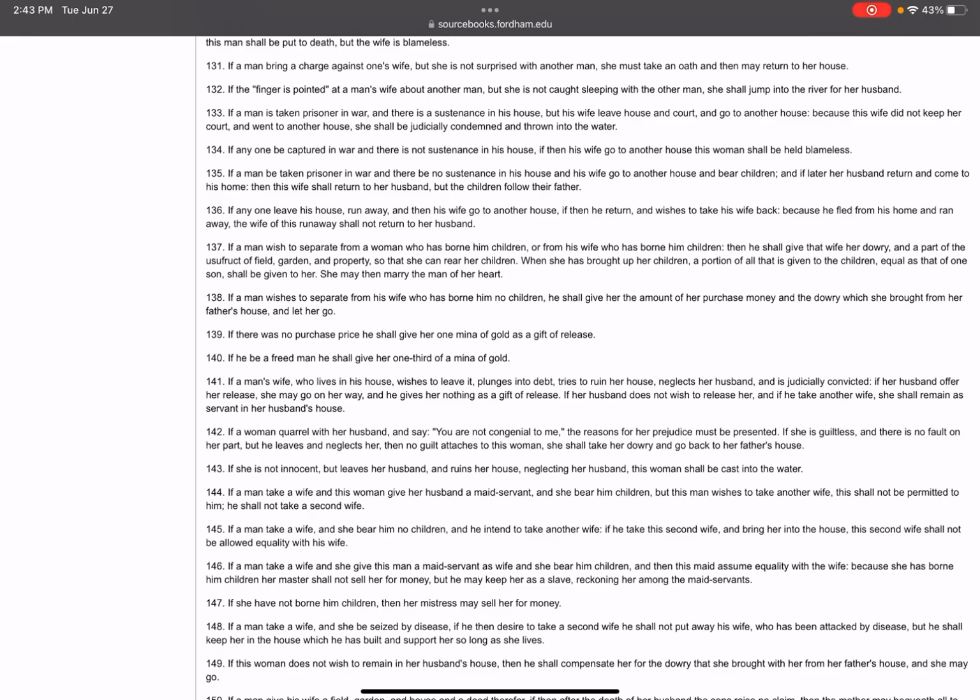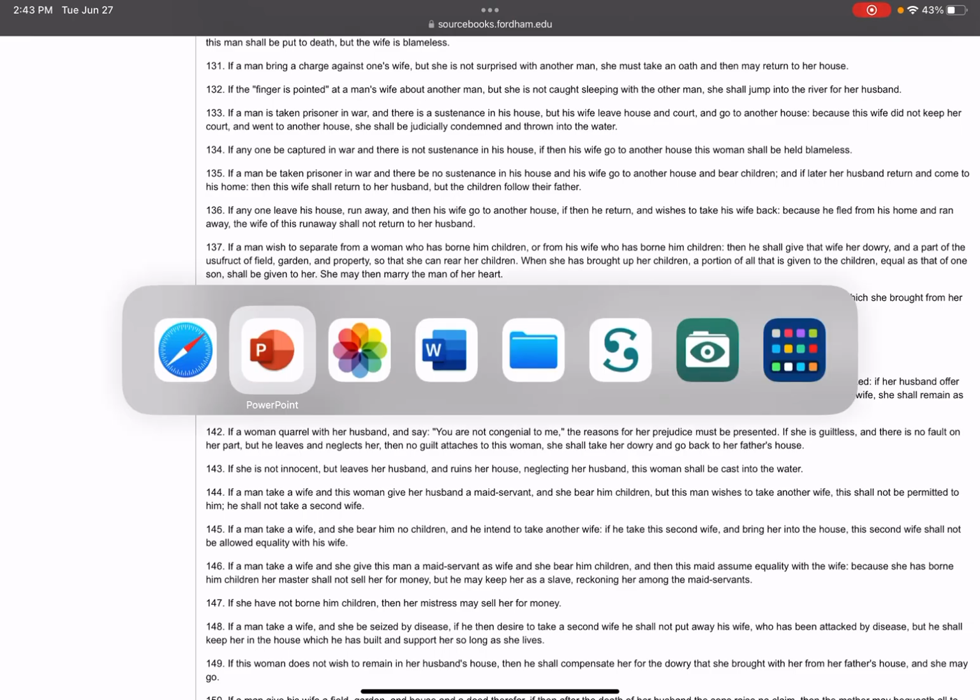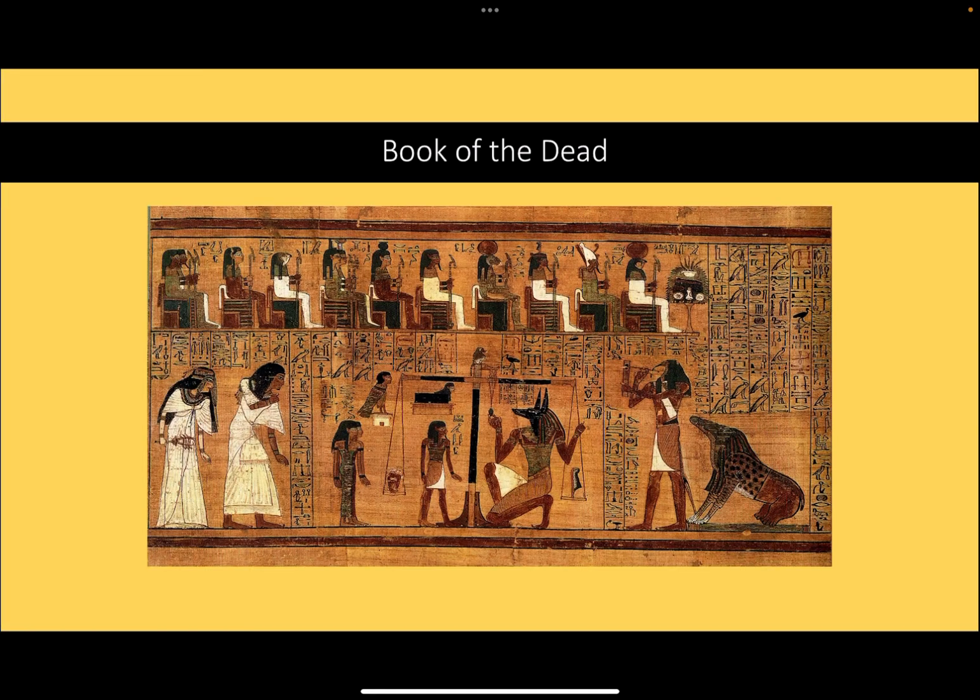Now, I want to leave that point out there because we're going to look at a later law code from the Iron Age and see that this legal position has eroded even further. In the same area of the world, in Mesopotamia, but 1,000 years on, women had no legal standing when it came to divorce. I want to look at one other source briefly in this video here.